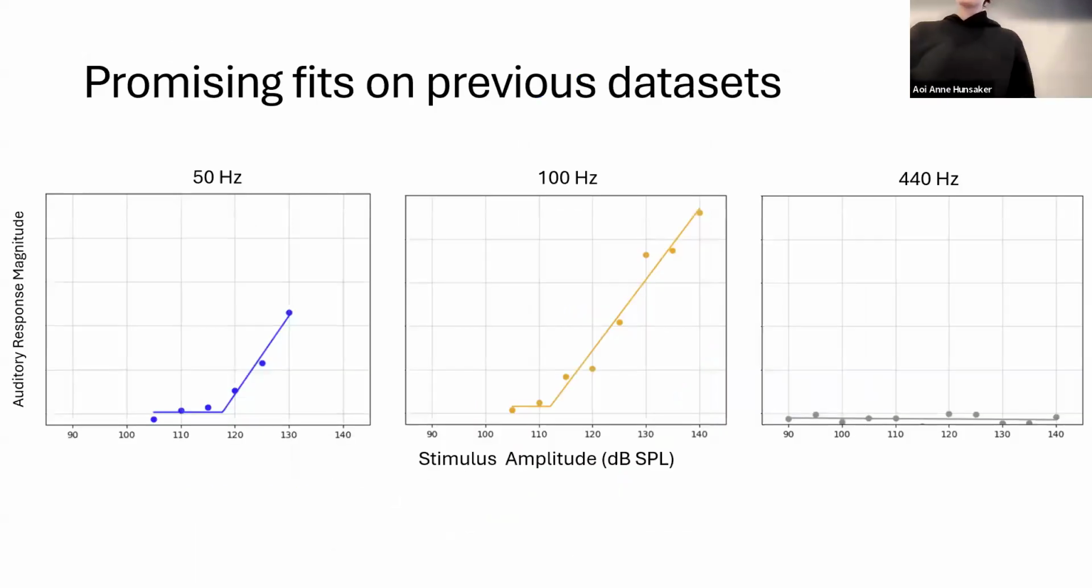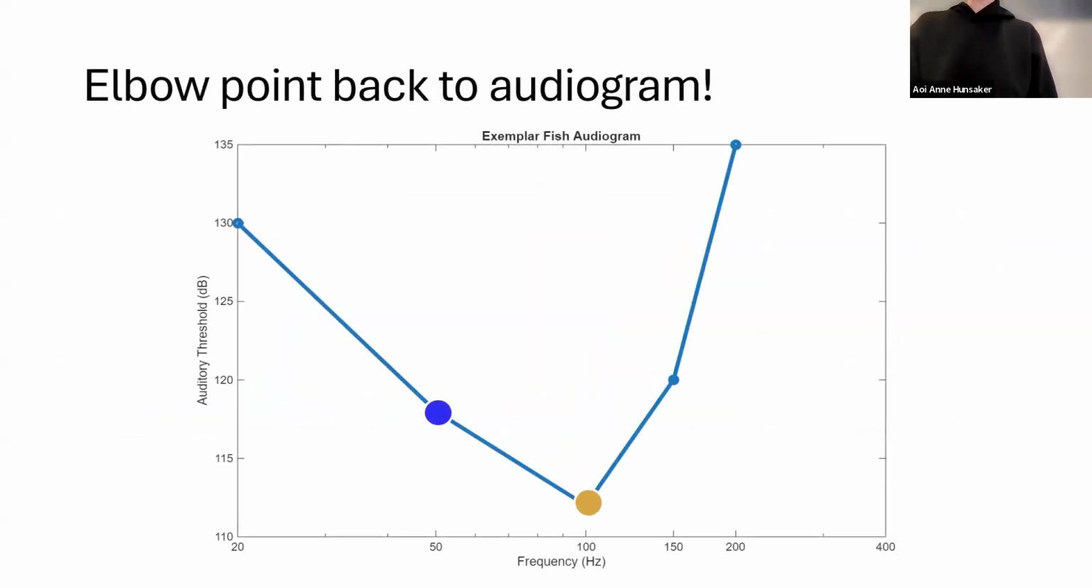And when I fit this elbow model to previous data sets, we are finding that we can achieve promising fits. And when there's truly no response at any stimulus amplitude, as seen in the 440 hertz condition, you can just model that data as a line. And from these models, we can take the elbow point parameter value at each stimulus frequency we have data for and recreate the audiogram in a fully quantitative way.